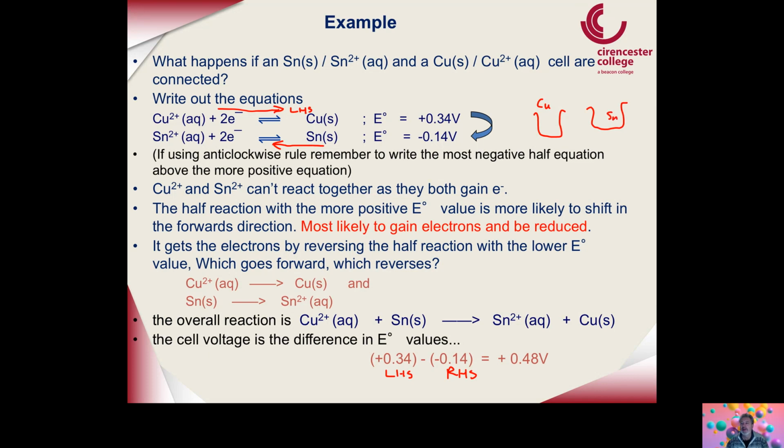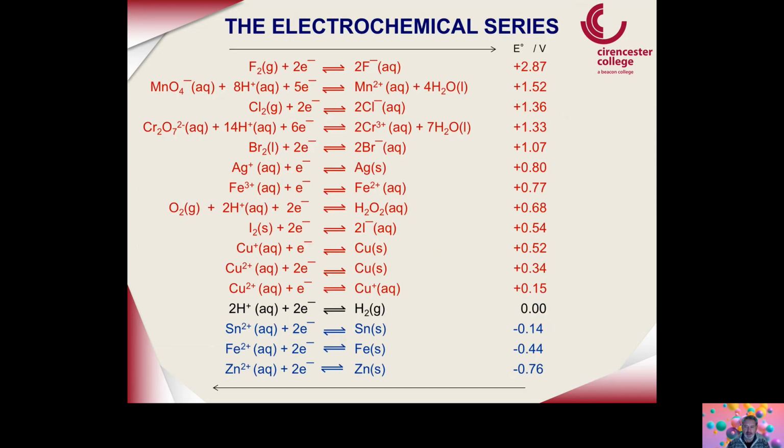Now you will do a practical 27 or 26, where you're going to have a look at trying to see these E cell values in action. So let's clear a bit of space so we can see that. So just rub those out. Okay, so we can see that we will get a voltage of plus 0.48 volts. Copper plus tin is feasible. The reverse reaction is not. Okay, so let's move on.